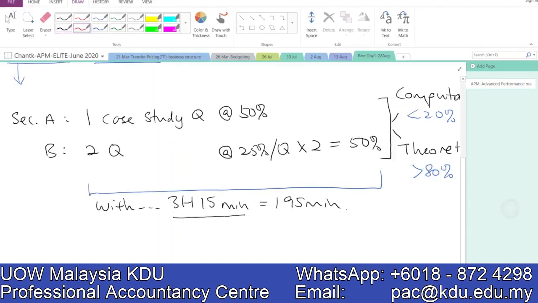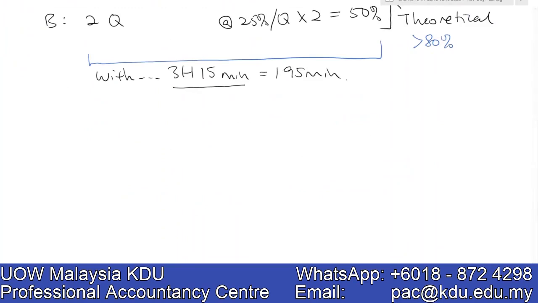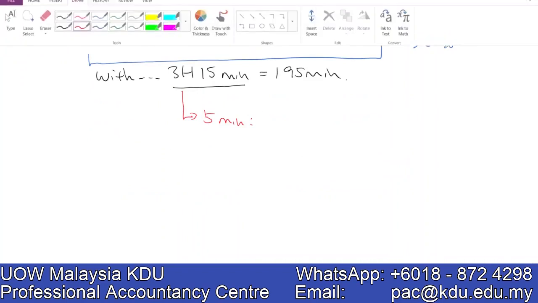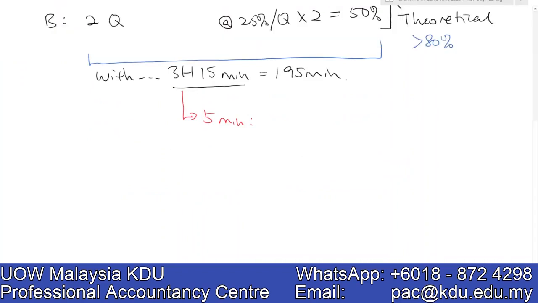The first thing I suggest you to do is in the first 5 minutes during the exam. Now you know that the 15 minutes is originally for reading and planning, right? Now no more divider. The exam paper is in front of you. You may do now. 3 hours, 15 minutes. This is all you have.